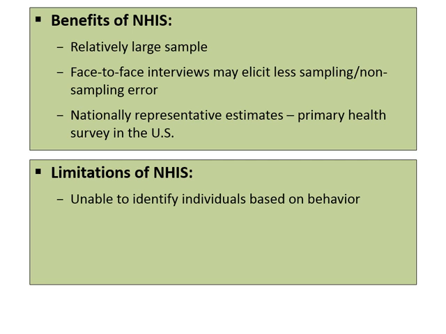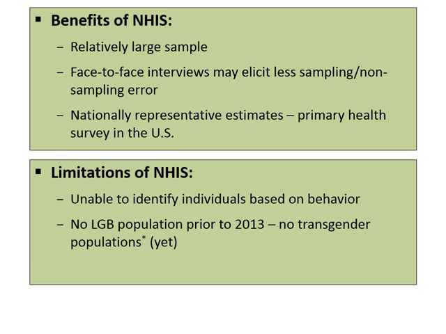However, just like in BRFSS, we're unable to identify individuals based on behavior here. We only know if someone identifies as a sexual minority. And prior to 2013, we don't have any identification of the lesbian, gay, or bisexual populations, and there are no transgender populations yet. And finally, the geographic detail is also limited.